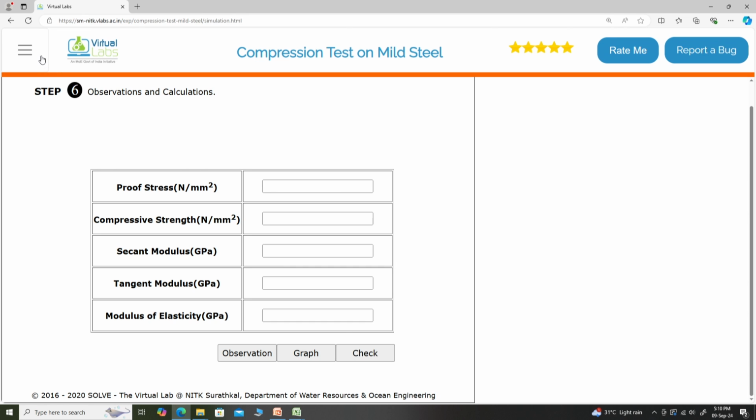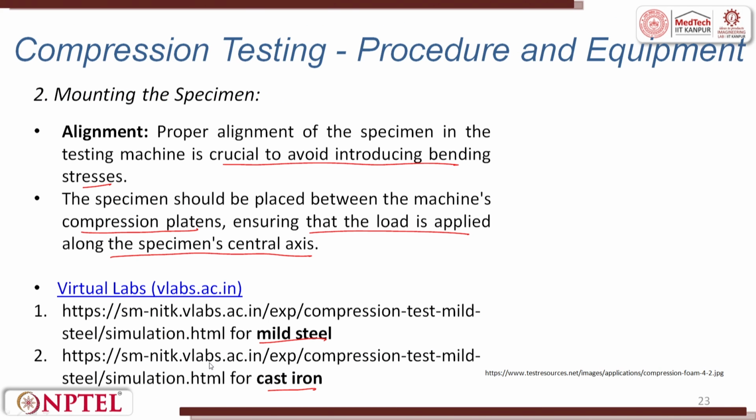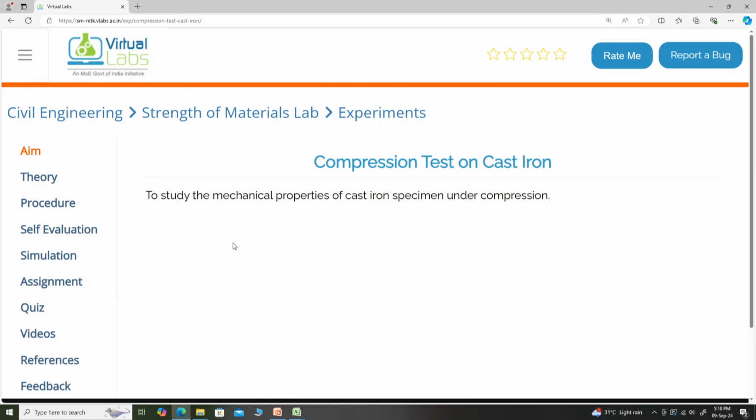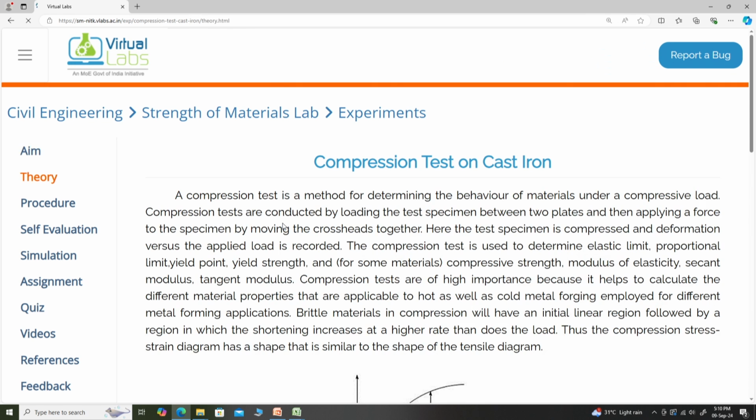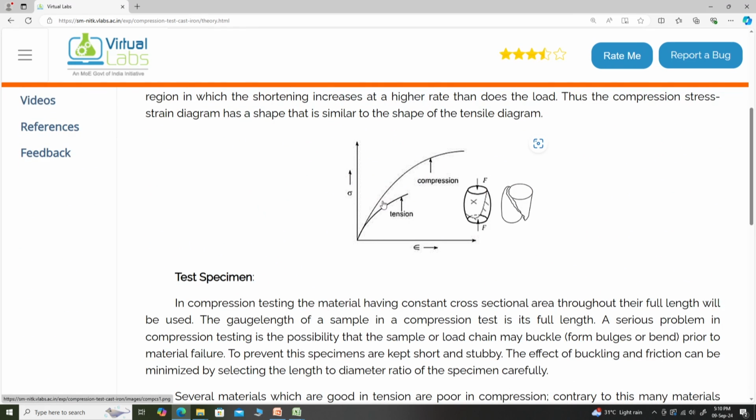Let me also try to check it for the cast iron. This is the link for the cast iron that is provided to you in the notes itself. So for cast iron, let me open it. This is the test for the cast iron, where the aim is to study the mechanical properties of a cast iron specimen under compression. The theory for the cast iron test is almost the same, only you will see that because this is a brittle material, in compression the fracture would occur.